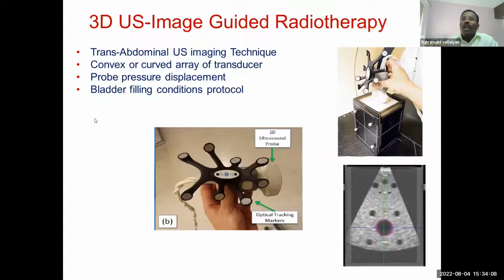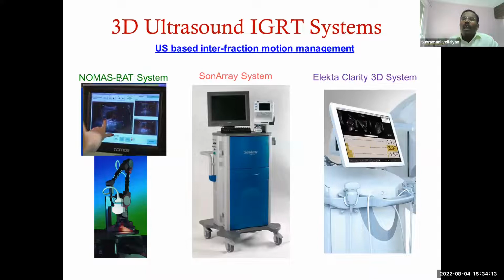Basically, the simulator room and treatment room will have different imaging. If you use the Nomos BAT system and SonArray, you will not have the ultrasound system even in the simulation. When you use the Elekta Clarity 3D ultrasound system, you can have two systems: one is the sim guide and the other is the treatment guide. This is called intramodality ultrasound-guided IGRT. There are many applications, starting from the prostate, breast, uterus and bladder, and of course the liver is imaged.